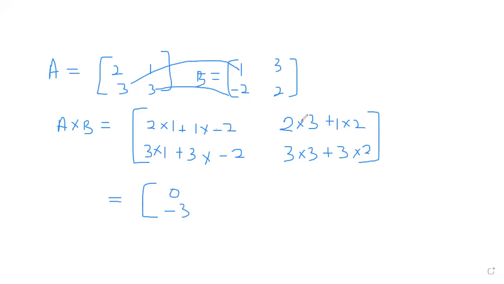And then we have 2 times 3 is 6, plus 1 times 2 is 2. So 6 plus 2 will be 8. Then we have 3 times 3 is 9, plus 3 times 2, which is 6. When we add, that should give us 15. Okay. Good. So this completes our second example for multiplication of matrices.